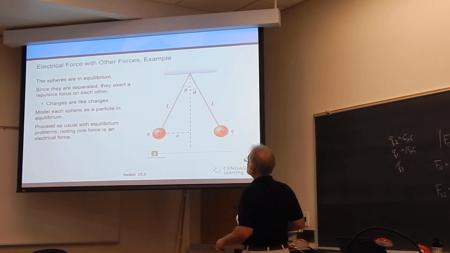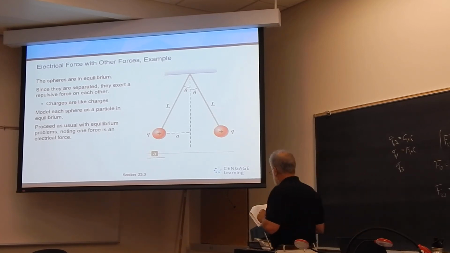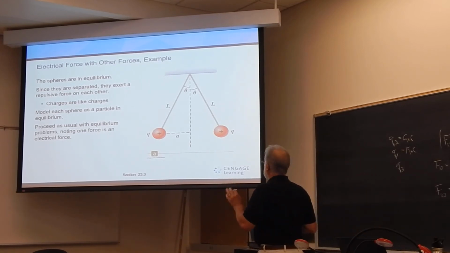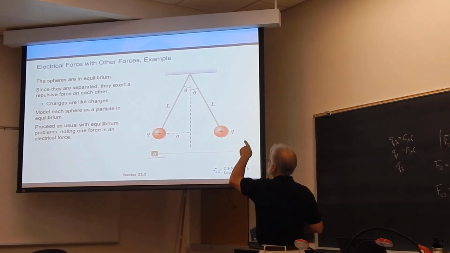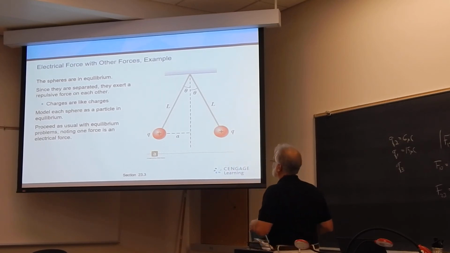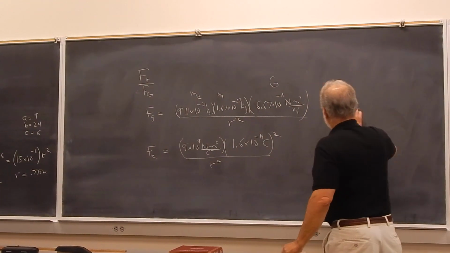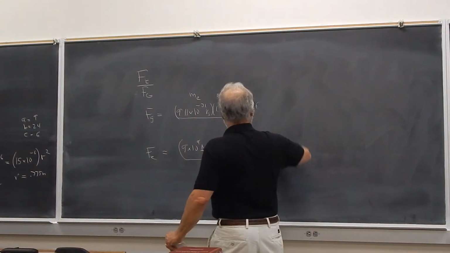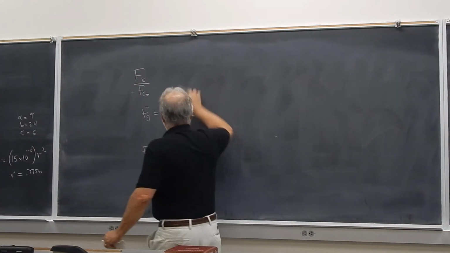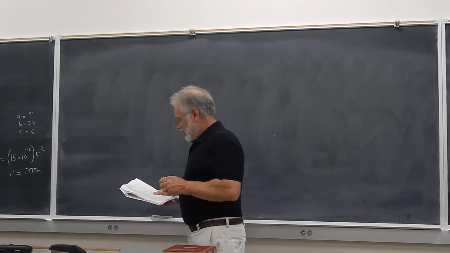Suppose we're given the mass of the spheres, the length of the string, and also the angle between the string and the vertical. Let's find the charge on each of these identically charged spheres. It's an interesting problem, and it will remind us that we need a free body diagram.